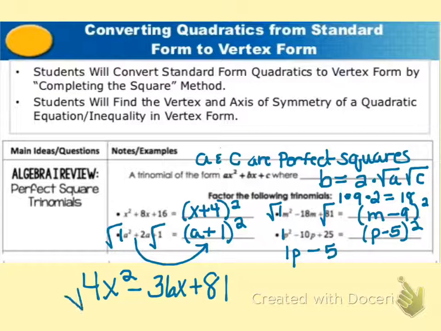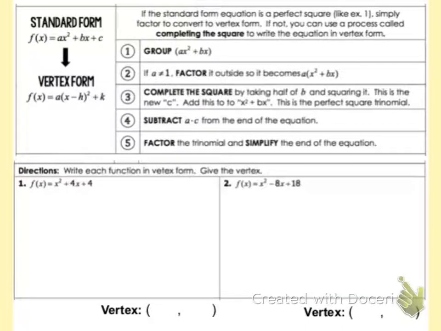So I've got that the square root of 4x squared is 2x. The square root of 81 is 9. If I multiply those and double it, 2x times 9 is 18x, double that makes 36x. So that would be the factored form. I'd have two factors of 2x minus 9, which would be 2x minus 9 squared. So that's really important background to help us as we do this completing the square process.